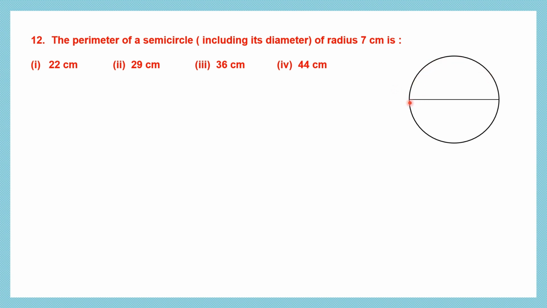Now here what are we told? We have to find the perimeter of the semicircle, including the diameter.